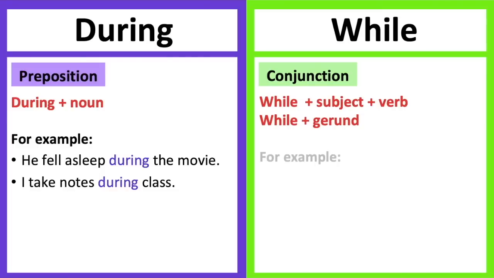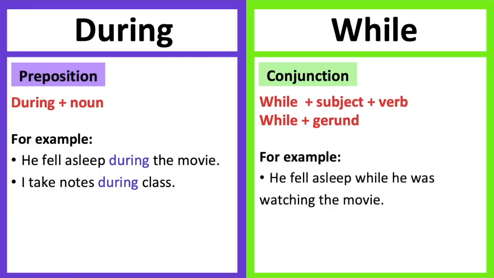For example, he fell asleep while he was watching the movie. While can go at the beginning of the sentence or in the middle. So in this example, it's in the middle. However, we can rearrange it to say, while he was watching the movie, he fell asleep. The sentence structure here is while plus a subject plus the verb.